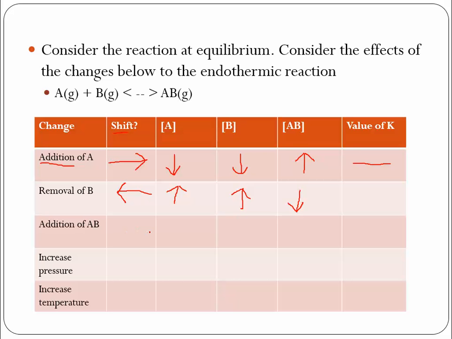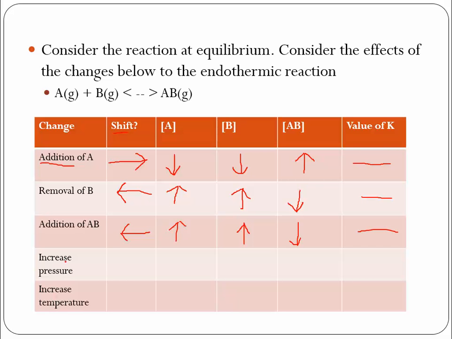Addition of AB. When you add something, the system's got to try to eliminate it, so it's going to shift away from that side, meaning the amounts of these are going to go up, these are going to go up, this is going to go down. This doesn't change K, this doesn't change K either.